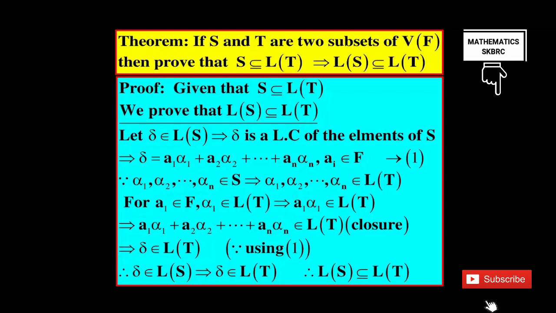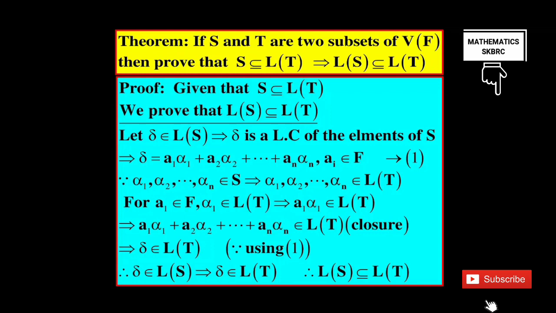Similar theorem. In the above theorem, S is a subset of T gives L of S is a subset of L of T. In this theorem, S is a subset of L of T gives L of S is a subset of L of T. Given that S is a subset of L of T, we prove that L of S is a subset of L of T. For this, we have to prove that every vector of L of S is a vector of L of T. Let delta belongs to L of S be a vector. Since delta belongs to L of S gives delta is a linear combination of the elements of S.